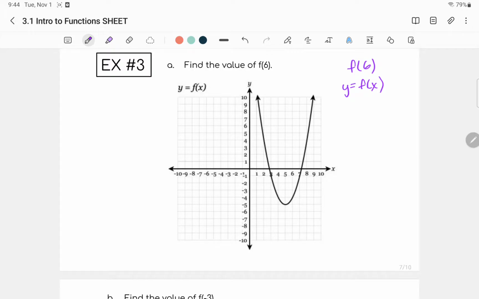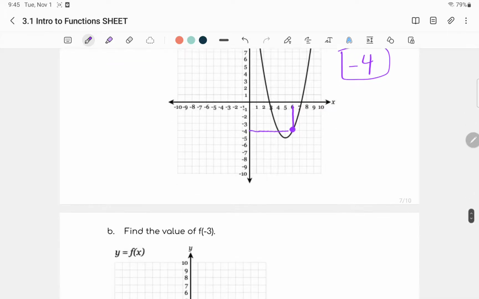So let's look to see on the graph where x is 6. 6 is right here. So I look to see where the graph is going to be meeting up with 6. And it's right here. So where x is 6, my y is negative 4. So my answer is negative 4. That's it. We're just looking at the graph. We're looking at where x is 6, what is y going to be? And that would be negative 4.